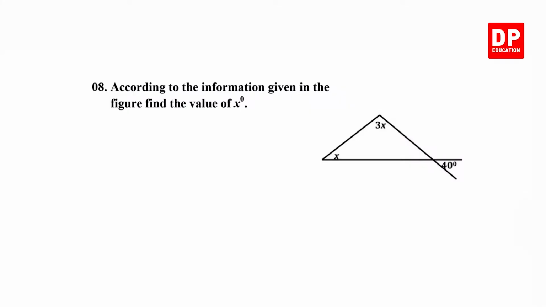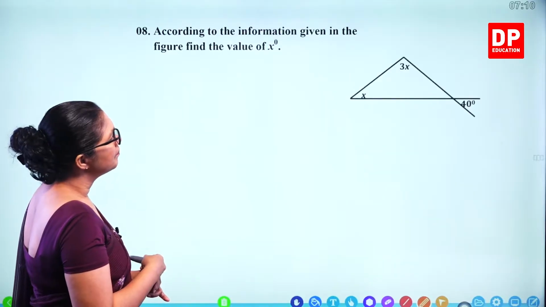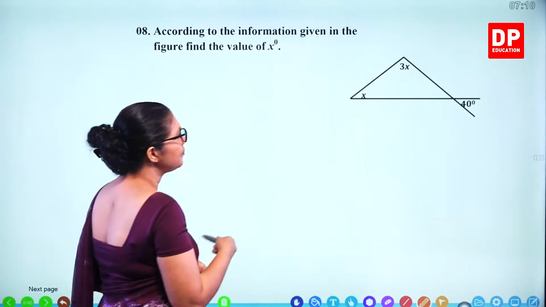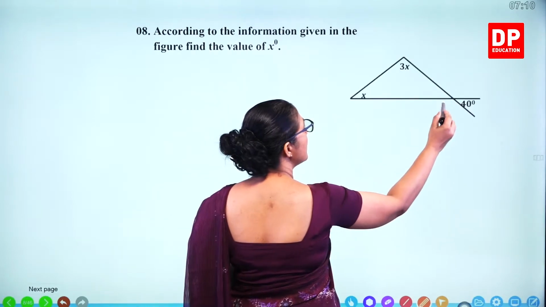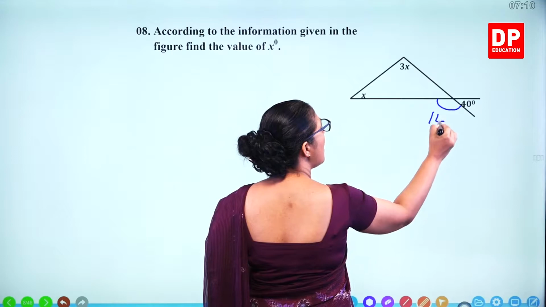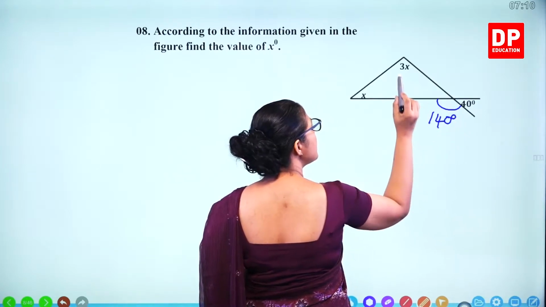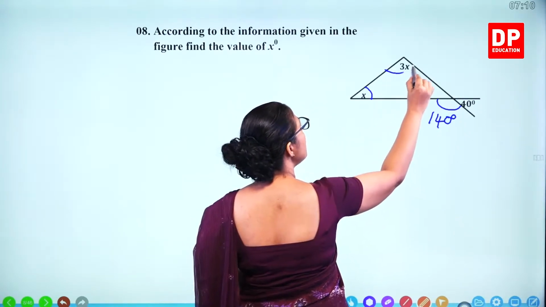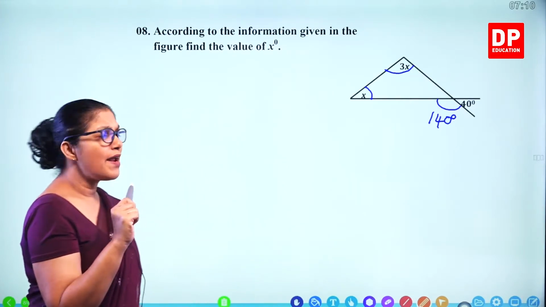Question number 8. According to the information given in the figure, find the value of x. Look carefully. This is 40, given. You can find out this angle: 180 minus 40, 140. So this is the exterior angle and these are the two opposite interior angles.